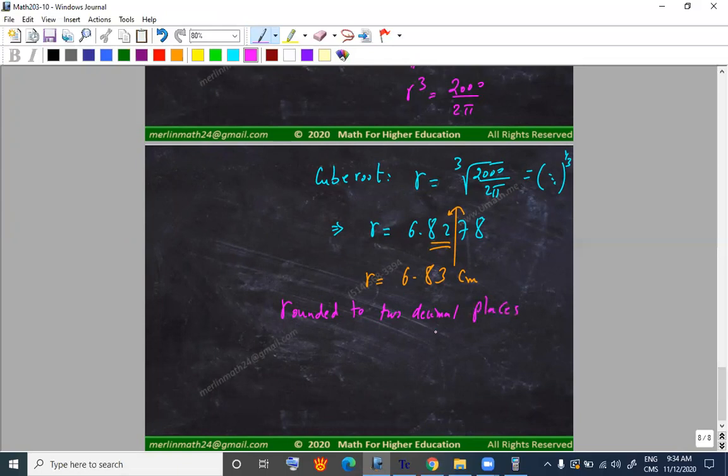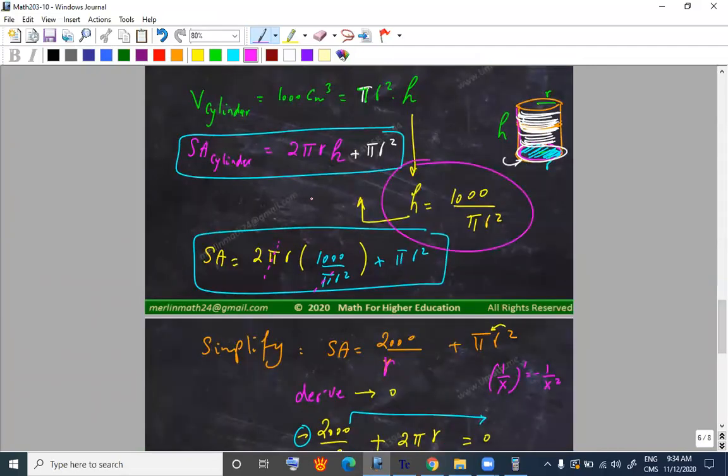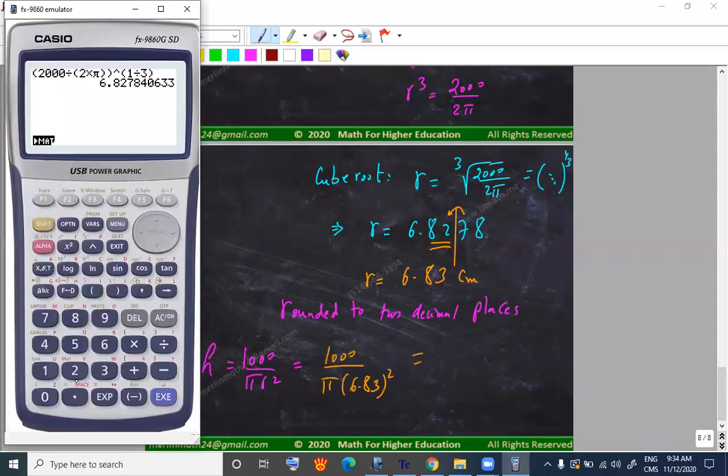Anyhow, what are the dimensions of your cylinder? Not yet determined because we still need h, but h is easy to find because I have it right here. Be careful, it's already done. h is taken from the volume. So 1000 over pi r squared is my h. Yeah, use your calculator. Do you have a calculator? Go ahead. Let us see if you get the same answers.